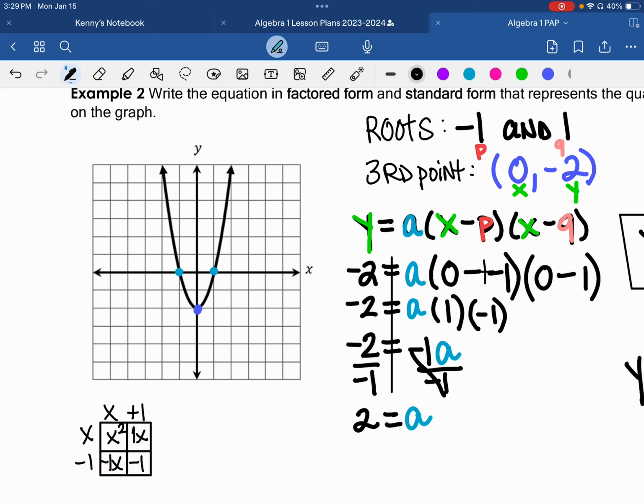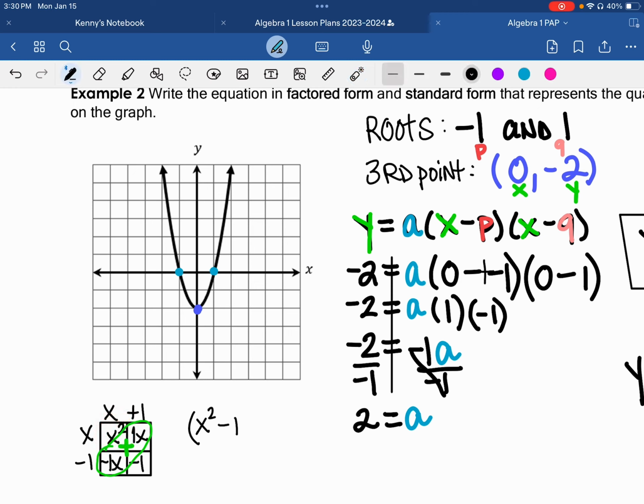The thing that I love about the box is that the like terms will always be across from each other like this, and the box will always tell you what to do: add them together. That would give me x squared. Then 1x plus negative 1x would be 0, so I would just have the beginning and the end. That's all I would have.